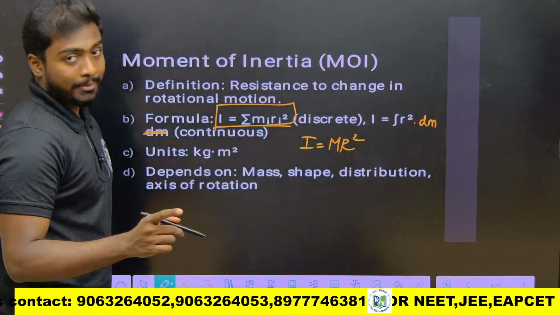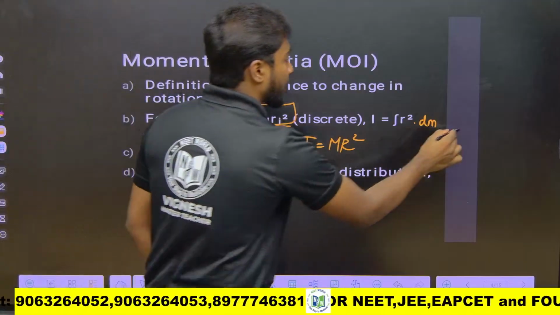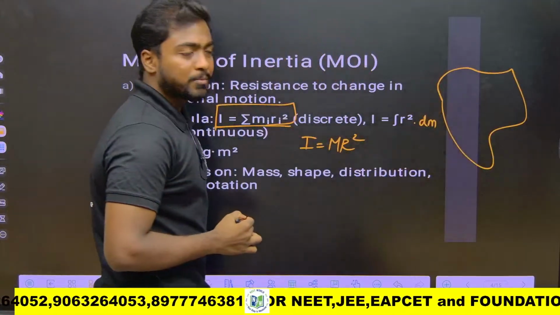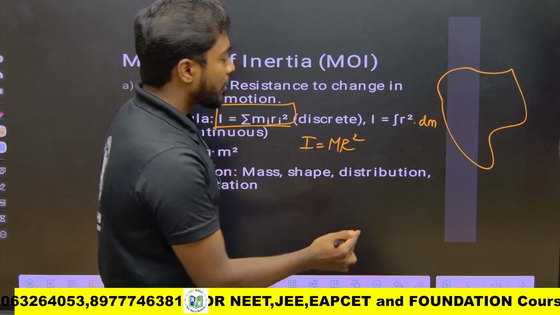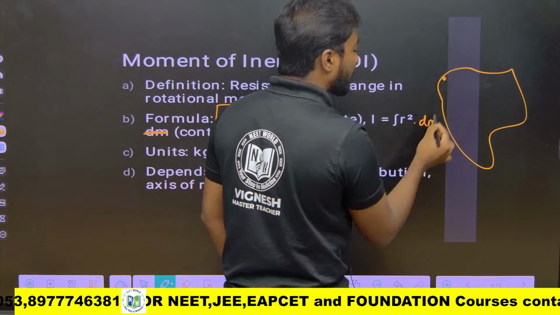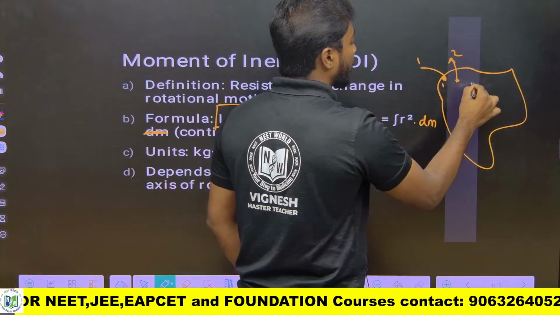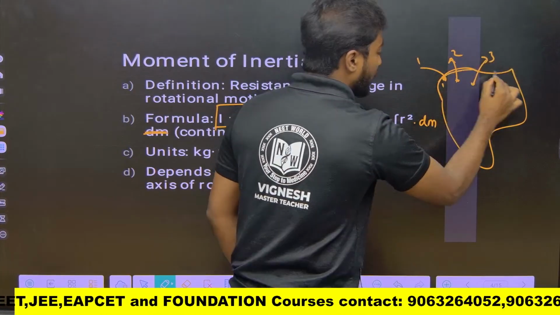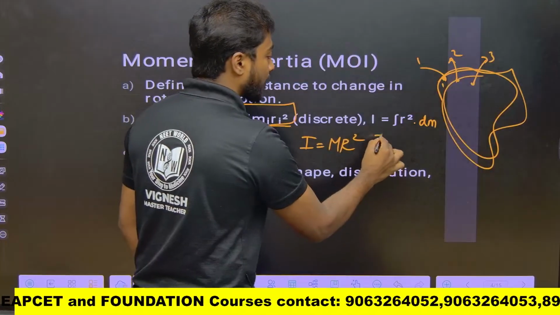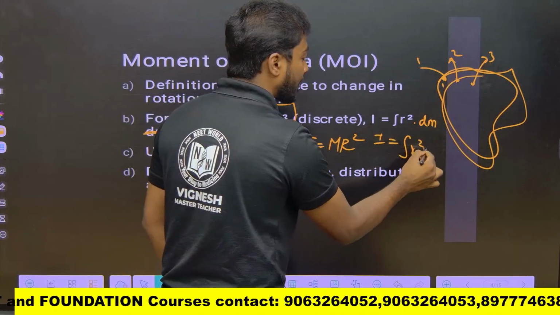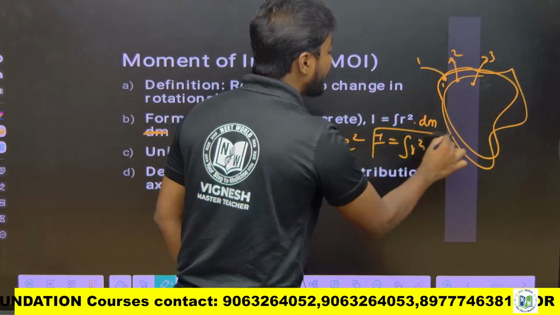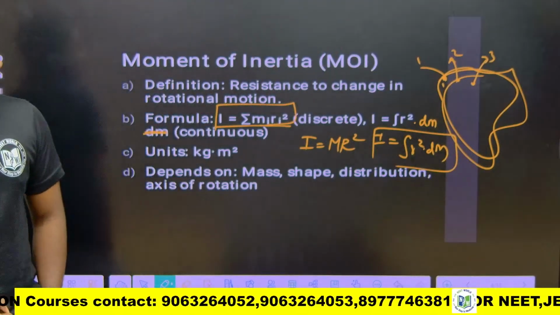Suppose some object is like this, uneven, and I am calculating the moment of inertia at point number 1, moment of inertia at point number 2, moment of inertia at point number 3. So for every point I need to calculate. So moment of inertia is equal to integral r square dm. This is the general formula. Okay, can we go for the next thing?